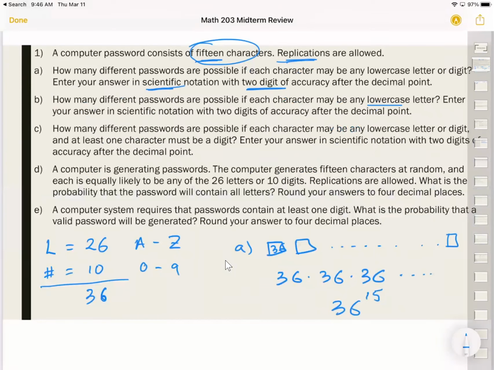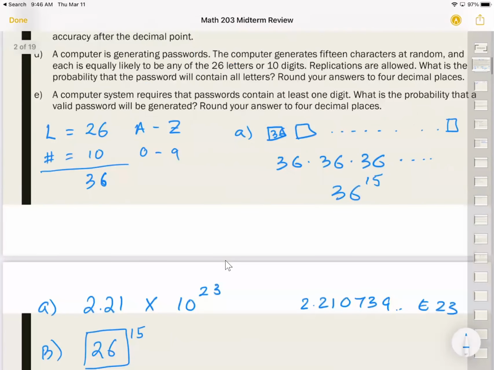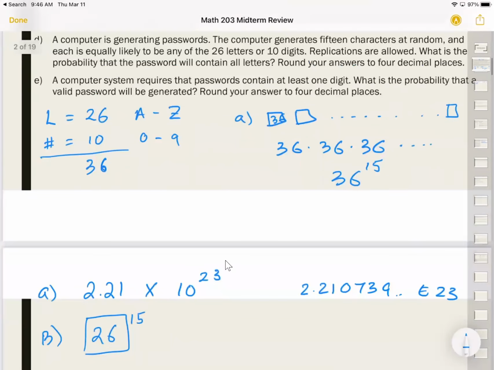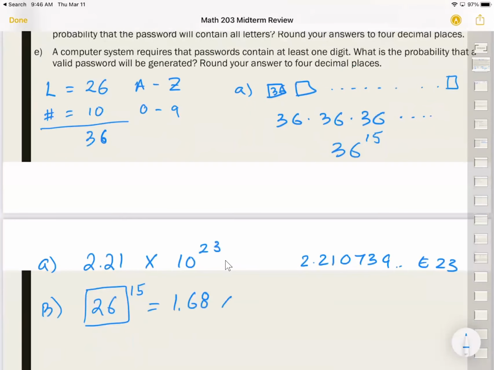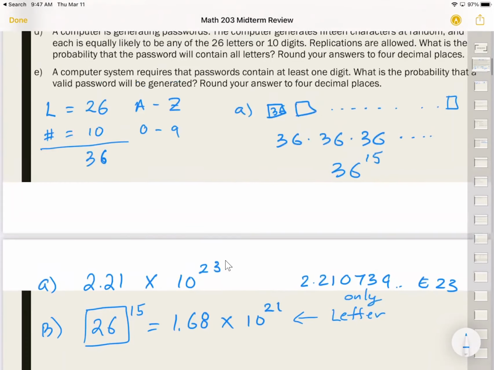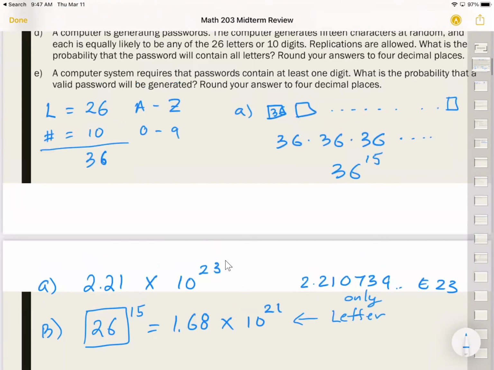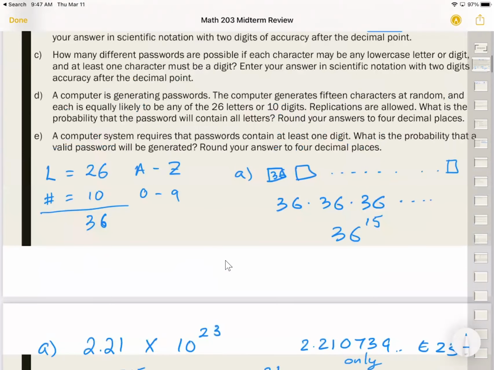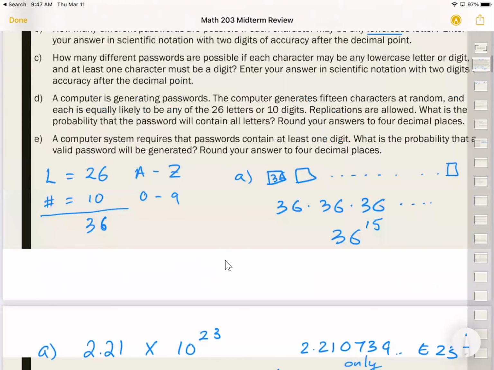1.677259e21? Or in this case, because they want 2 decimal places, then we have 1.68 times 10 to the 21 power. So again, this is your password only considering letters, right? Only letters. There's no number involved, meaning your password can be Johnson, right? Something in that nature. Johnson, that's only 12. No, 14. So Johnson A, right?